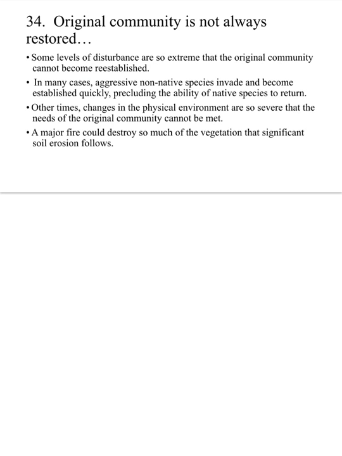Sometimes the original community will not be restored back to its original state because maybe the disturbance was just so extreme. And then you have different species that might not have been there before invading. And so, yes, the original community is not always restored.